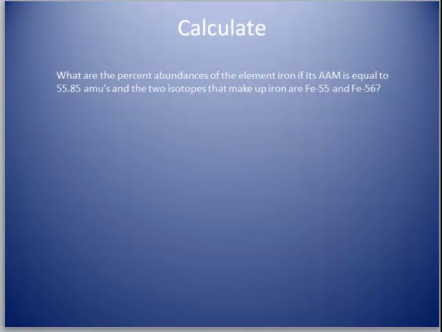Alright, let's take a look at another type of problem. It says, what are the percent abundances of the element iron, if its average atomic mass is 55.85 AMUs, and the two isotopes that make it up are iron-55 and iron-56?